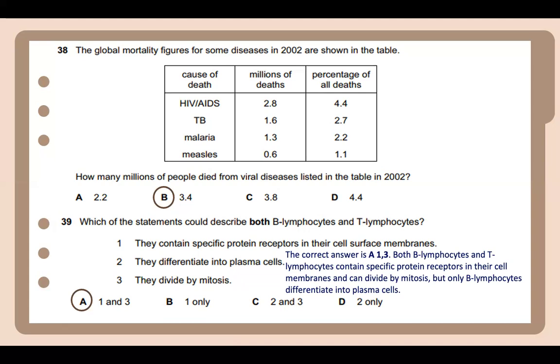Which of the statements could describe both B lymphocytes and T lymphocytes? The correct answer is they contain specific protein receptors in their cell surface membrane, and statement 3, they divide by mitosis. Let's look into the explanation. Both B lymphocytes and T lymphocytes contain specific protein receptors in their cell membrane and can divide by mitosis, but only B lymphocytes differentiate into plasma cells.